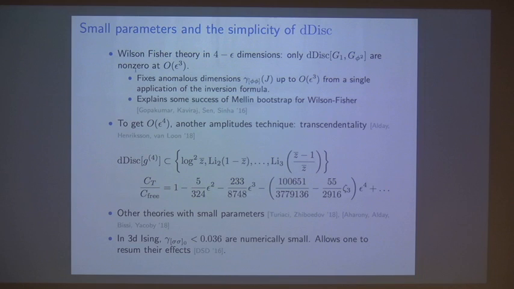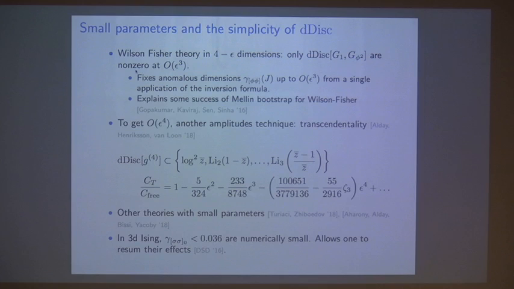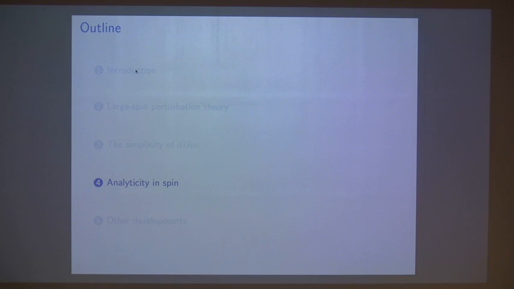And there are other examples of theories with small parameters that have been studied, and essentially the underlying theme is the simplicity of the double discontinuity and the fact that even though it's simple, it really determines the full four-point function. And I should say, in the 3D Ising model, the fact that the double discontinuity is simple also shows up in trying to compare between analytics and numerics. The anomalous dimensions of leading twist operators, those operators I displayed several slides ago, are numerically small in the 3D Ising model. And this is helpful for resumming their effects and understanding their contributions to other anomalous dimensions. OK, so the double discontinuity is simple, and that makes things a lot easier and more efficient, easier to understand.